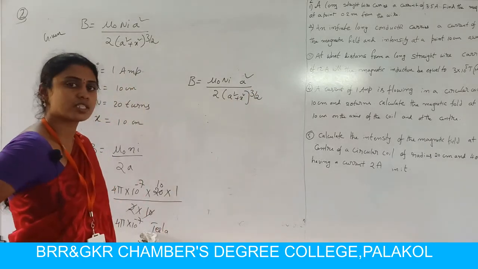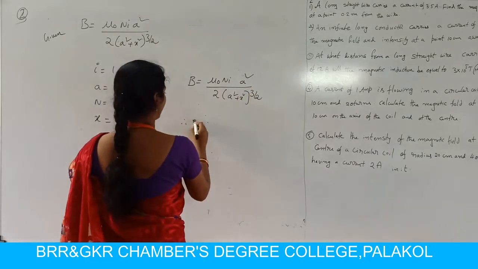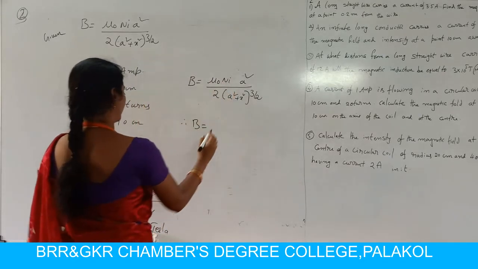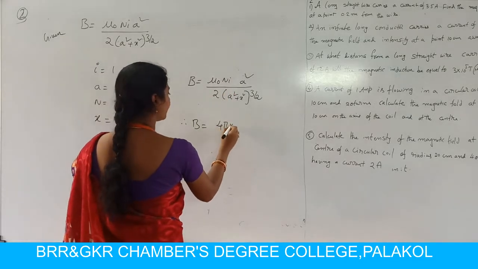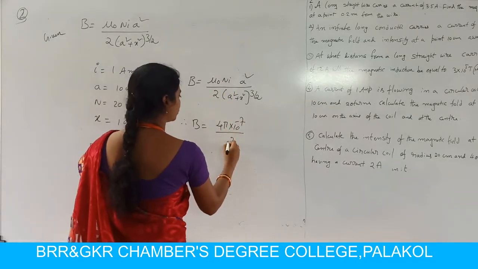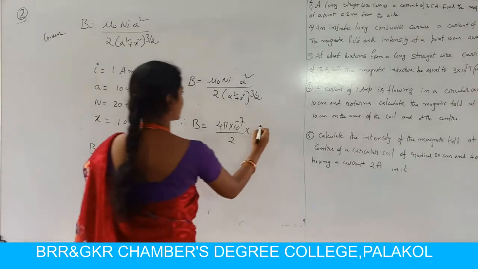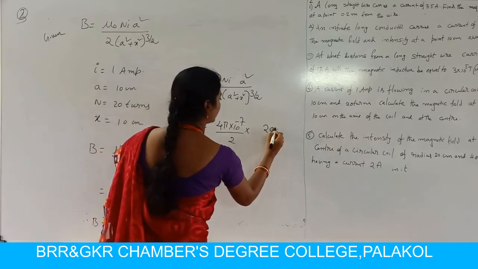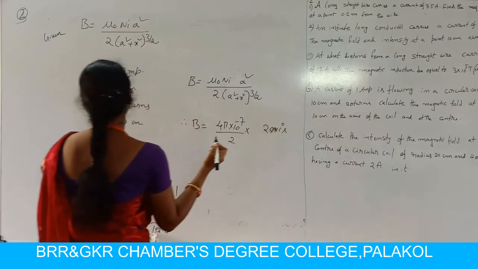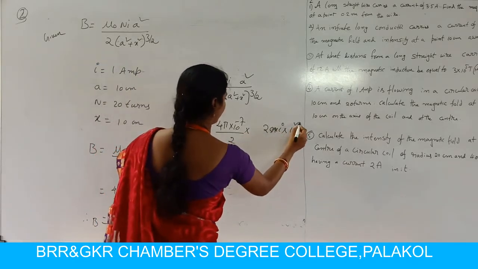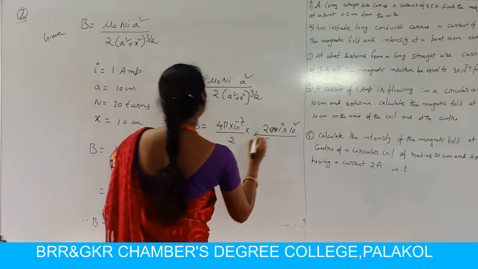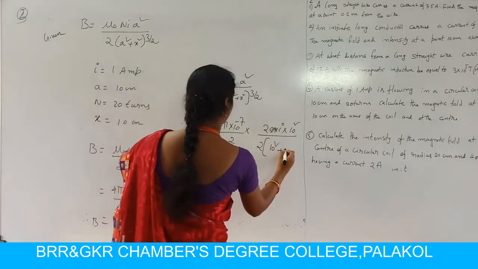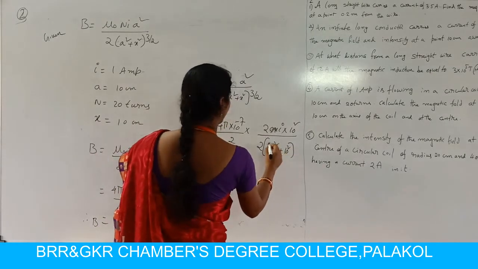Then, substituting all these terms, B equals mu naught, which is 4 pi into 10 to the power of minus 7, divided by 2, into N, the number of turns, which is 20, and I, which is 1, and A square, which is 10 square, divided by 2 into (A square plus X square), which is 10 square plus 10 square, whole power 3 by 2.